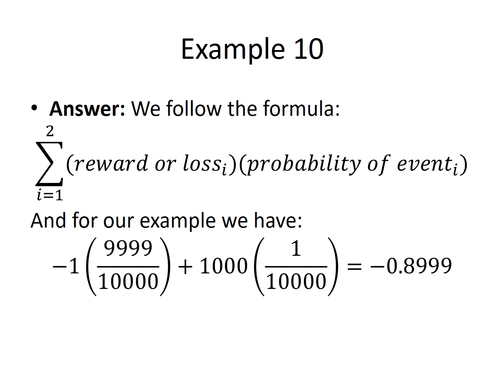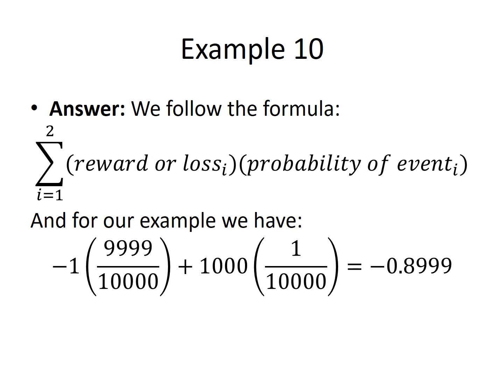We use the formula. We take the reward or loss for the particular result of the experiment and multiply it by the probability of getting that event. In this case, we only have 2 possibilities. Either we win or we lose. So for our example, we have -1 times 9999 divided by 10,000. Now the -1 is the dollar you spent to play the raffle.